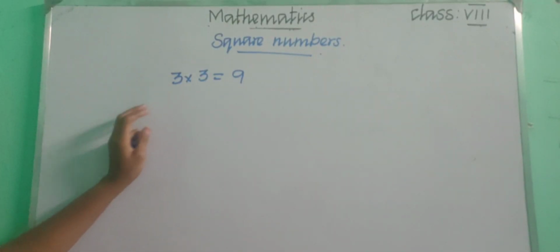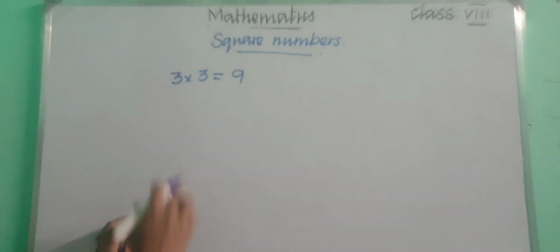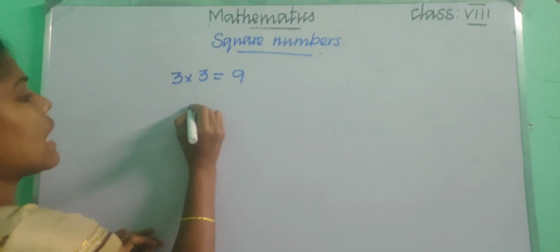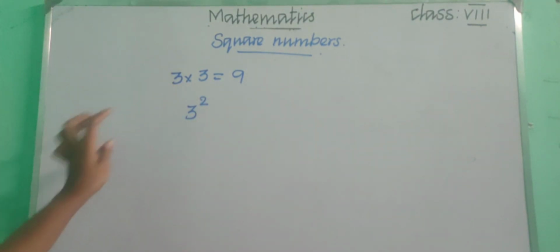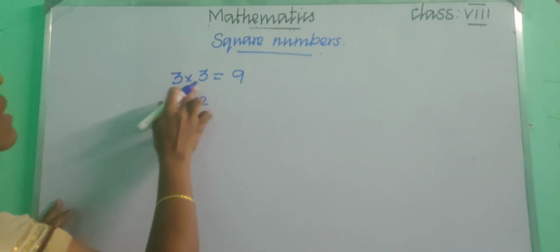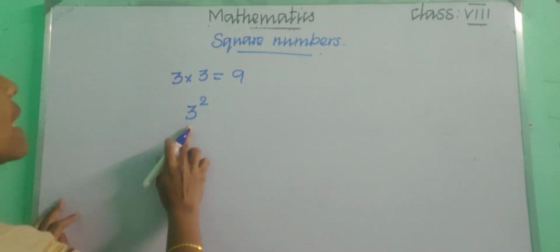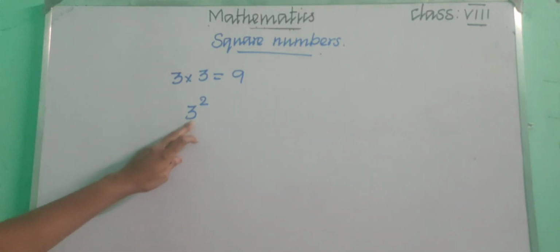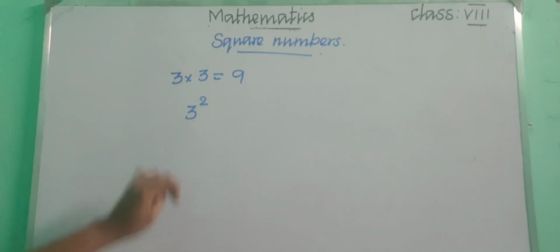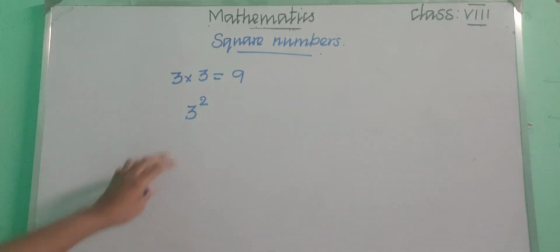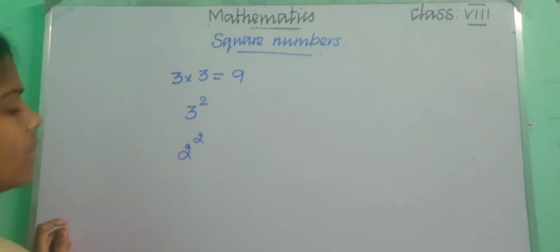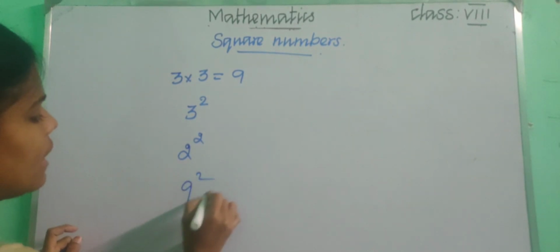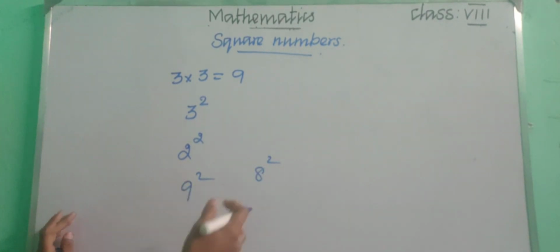Here we mentioned 3 3s are 9, right? We can also write this 3 into 3 as 3 power 2. For writing the same number 2 times, we just write it in power. So 3 power 2, or else 3 square. If we do 2 power 2, that is 2 square. 9 square. 8 square. We can write like this.